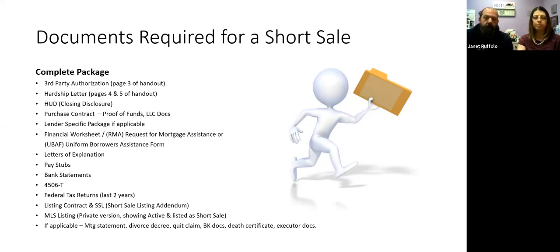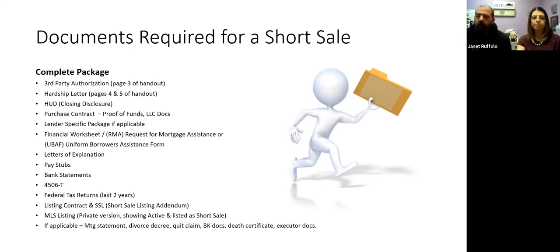4506-T, which is just a tax form which allows the bank to pull their tax transcripts directly from the IRS. The last 2 years of federal tax returns need to be signed and dated. They can just sign it if you meet with them one day. They can sign it that day. It just needs to be signed and dated so that those are the official ones.